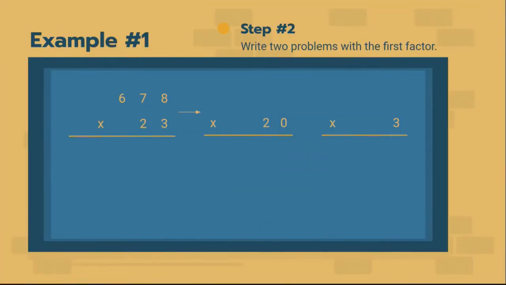Step two is we're going to take those numbers, 20 and 3, and we're going to write two problems. All right? So we're going to take our first factor, we're going to write two problems with it. So instead of multiplying by 23, we're going to multiply by 20, and we're going to multiply by 3. But hey, why are you making us do two problems instead of just doing one problem? Well, I'll tell you as we work through this problem why I think this is an advantage for some.